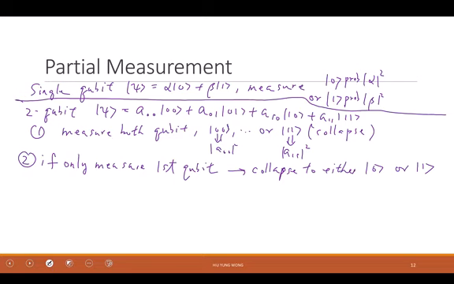Now, for example, what is the probability of getting 0? I'm measuring the first one. What's the probability? I have this equation. It says A00 square plus A01 square. Do you agree? Can you explain why?